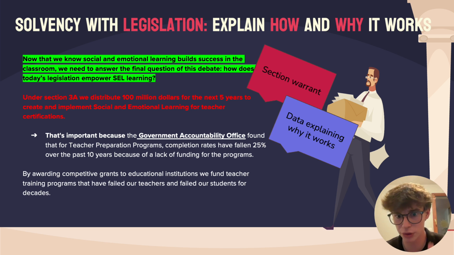Now, here's the most important part that everybody forgets. You need to have data explaining why it works. You can't just say throwing money at a problem will solve it. You need to prove, if you're going to say that money will solve it, that it's a funding issue. So that's what I found. I found a piece of data that said completion rates have fallen 25% over the past 10 years because of a lack of funding for the programs. So that's a speech, right? We have status quo, solvency, pretty vanilla.